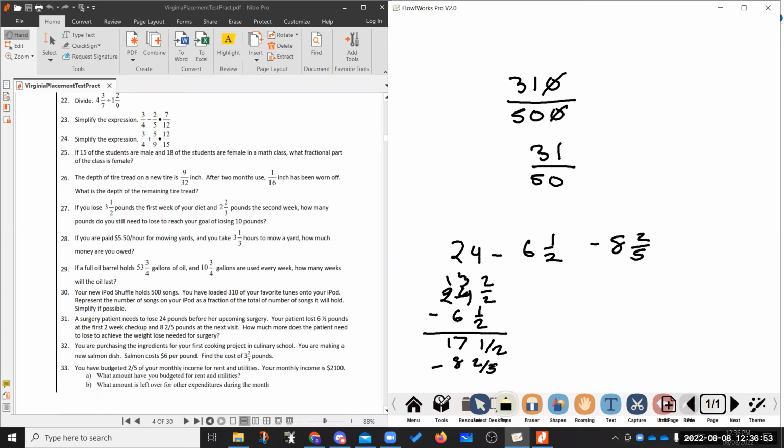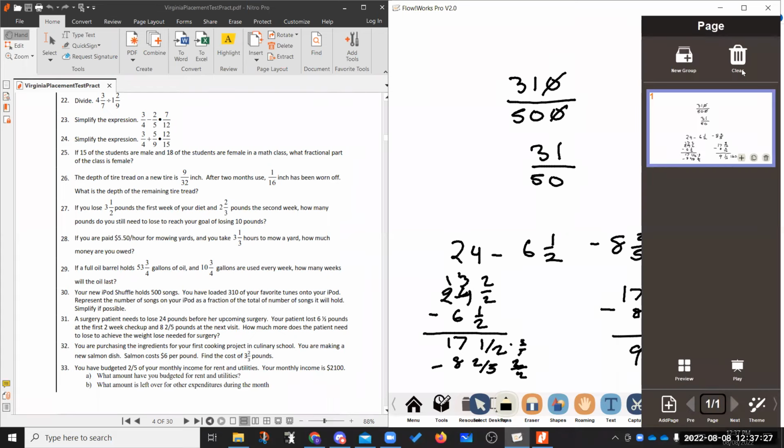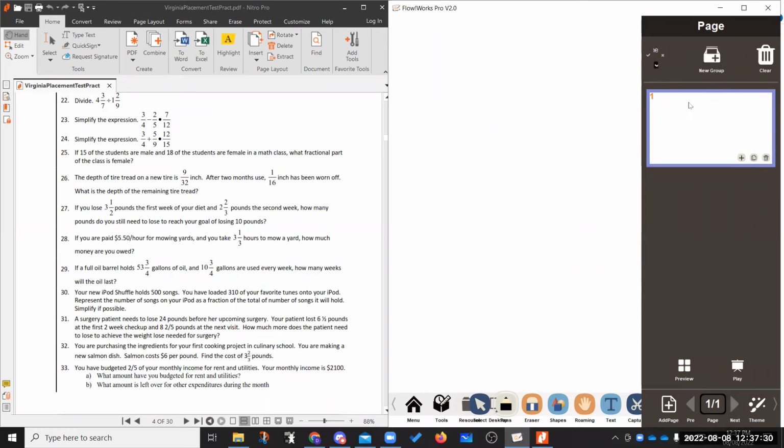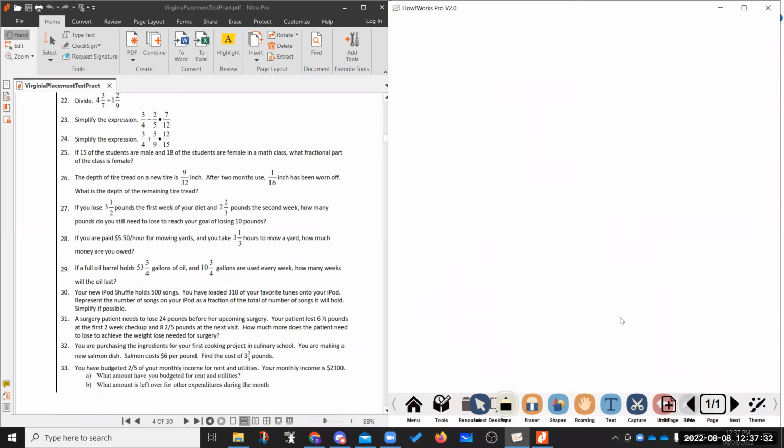So we're going to make this 17 5/10 minus 8 4/10 by multiplying this one by 5/5 and this one by 2/2. That is 1/10, and this is 8 away from 17 is 9. We need to lose 9 and 1/10 pounds. And I need to clear my whiteboard. Okay.